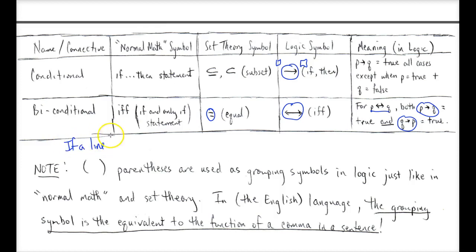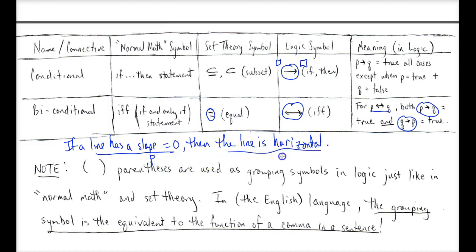If a line has a slope equal to 0, then the line is horizontal. And so this is actually a conditional statement. So here, the line has a slope of 0, that's going to be my P. The line is horizontal, that's going to be my Q. So I can really write this as an if P then Q statement, okay?